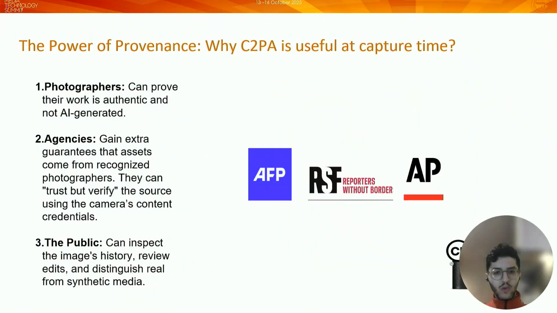So why is C2PA so useful at capture time? For photographers, it can prove that their work is authentic and not AI generated. For agencies, it helps them gain extra guarantees that assets come from recognized photographers, and they can trust but verify the source using the camera's content credentials. And for the public, they can inspect the image's history, review edits, and distinguish real from synthetic media.